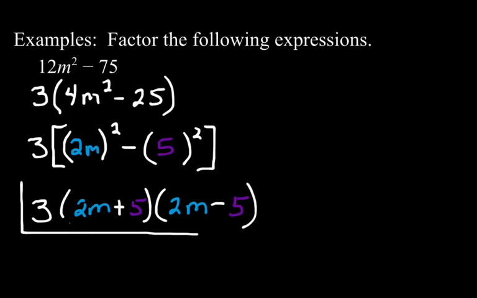And you include that 3, that common factor, that stays out in the front. You don't have to deal with it anymore after you factor it out, but it does stay out in the front of all your other factors. So that would be our answer for that one, using our pattern for the difference of squares.